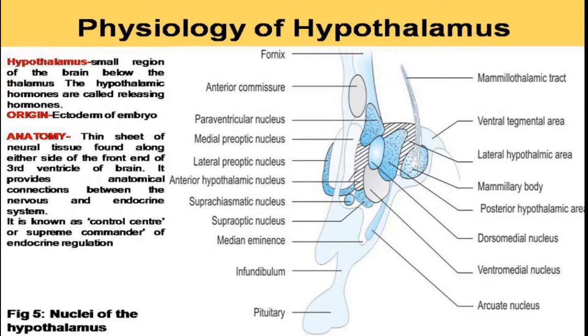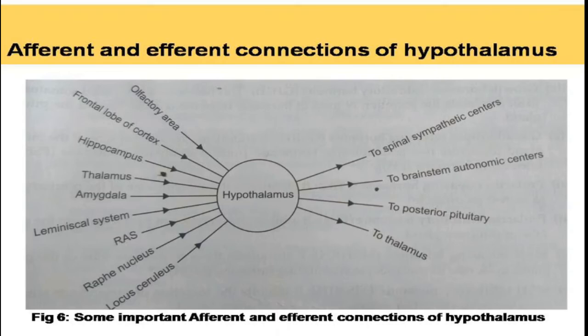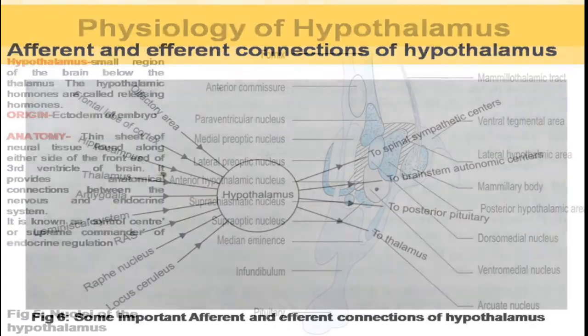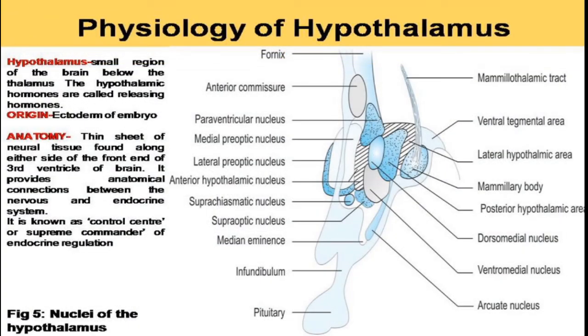There are about 10 or 11 small indistinct nuclei packed into the hypothalamus. Some of the important nuclei in the hypothalamus are the preoptic nucleus, anterior hypothalamus, posterior hypothalamic nuclei, ventromedial nucleus of hypothalamus, supraoptic nucleus, paraventricular nuclei, and suprachiasmatic nucleus, etc.